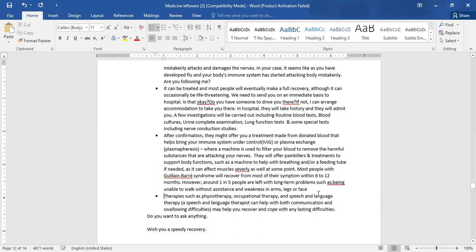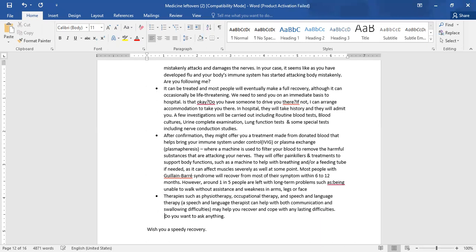Then you have to mention that most people with GB syndrome will recover from most of their symptoms within 6 to 12 months. However, around 1 in 5 people are left with long-term problems. However, therapies are available, for example physiotherapy and occupational therapy, which may help you recover and cope with any lasting difficulties. Do you want to ask anything? And then wish you a speedy recovery.